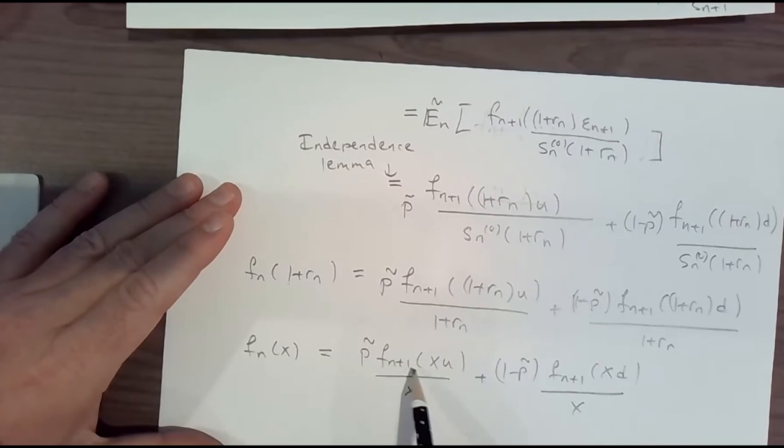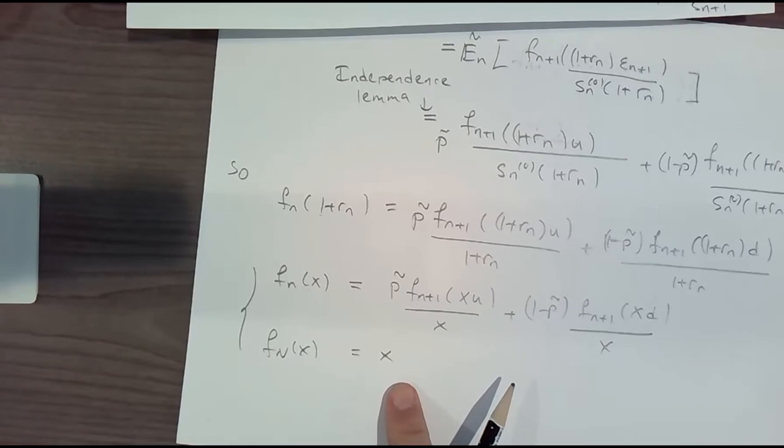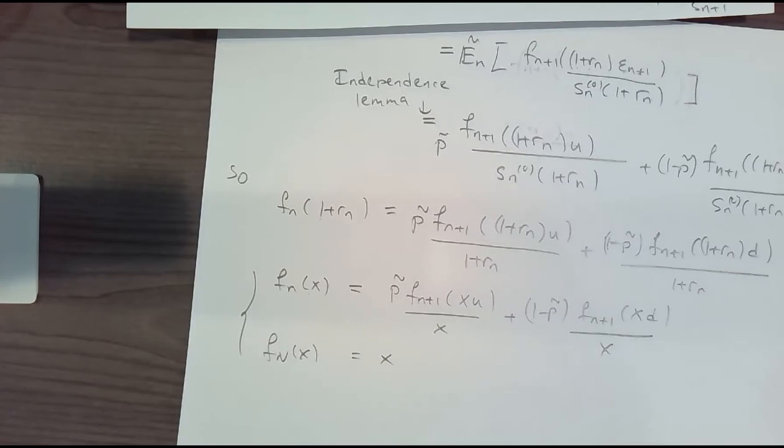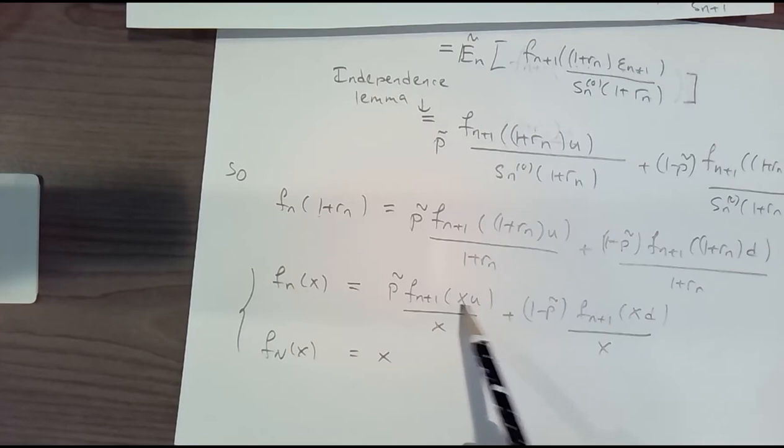And I end up at the end, I know that this is just the x function. So this here is a recursion for how to compute the f's. You start out with the last function, and then you take the last function and plug it in here. So if you want to compute what F capital N minus 1 is, capital N here would then just be x, so this would be xu here and xd here.